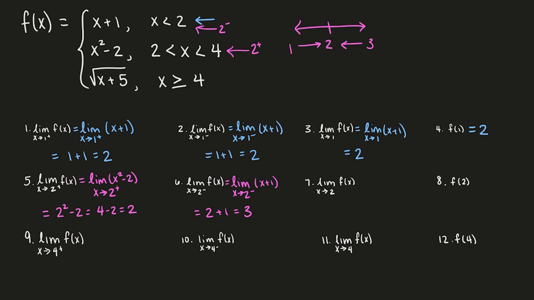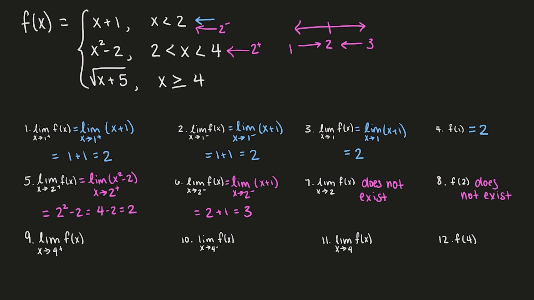Next, we have the limit as x approaches 2. Well, 2 does not exist in this graph. We actually don't have a value for 2. And when we approach 2 from the left and from the right, these values do not match. So that means this limit does not exist. And last, f of 2, again, we don't have a value for 2 in this graph. Our x values do not include 2, which means the value at f of 2 also does not exist.